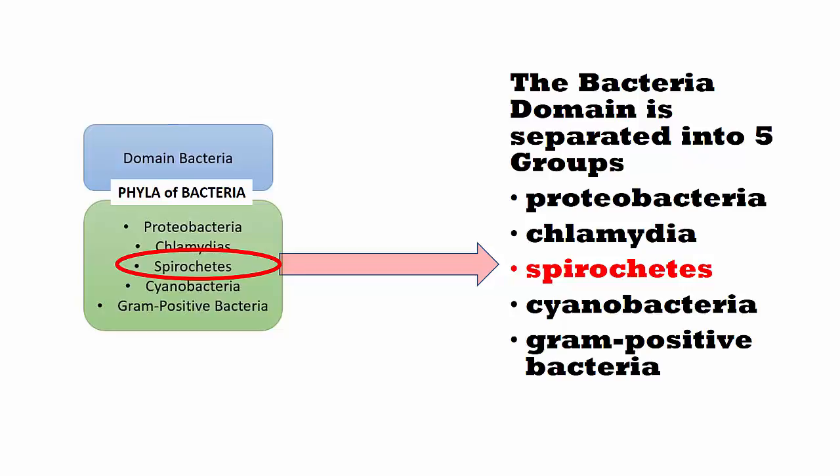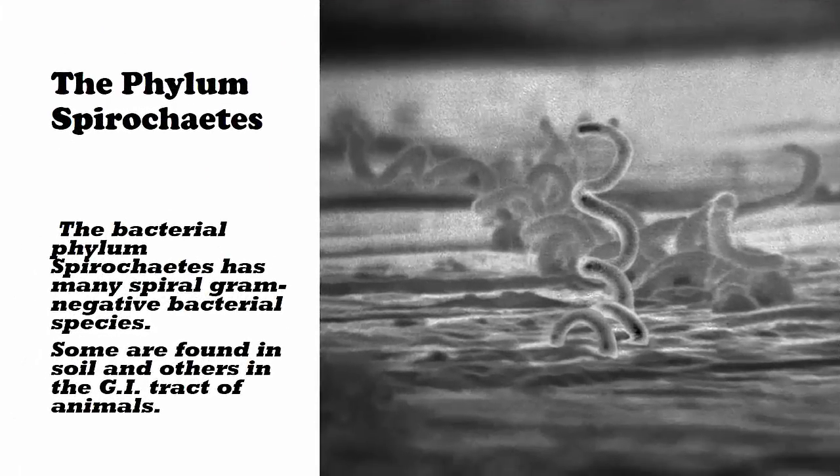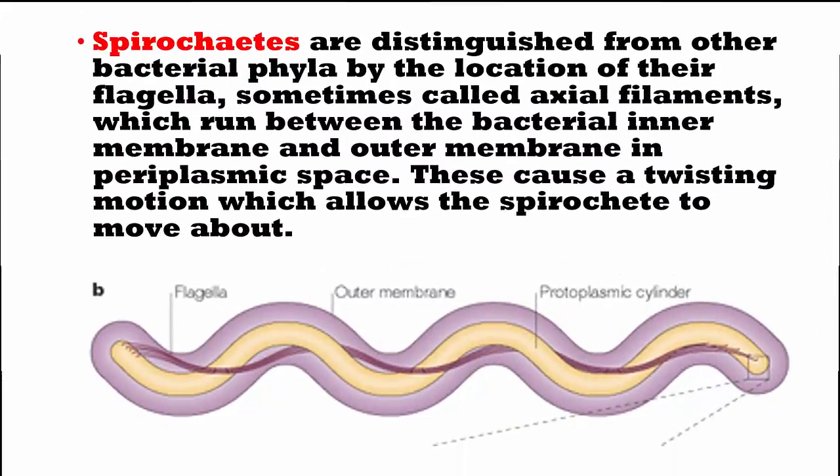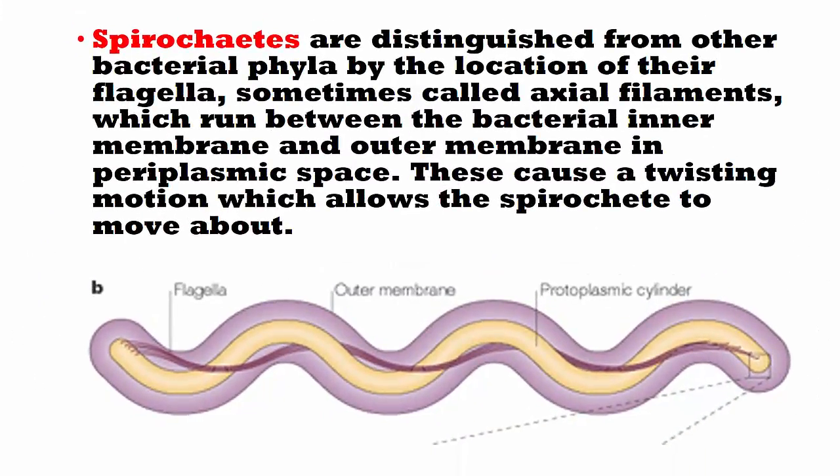Another group of bacteria are the spirochetes. The bacteria phylum Spirochetes has many spiral gram-negative bacterial species. Some are found in the soil, and others are found in the digestive tract of animals. Spirochetes are distinguished from other bacteria phyla by the location of their flagella, sometimes called axial filaments, which run between the bacterial inner membrane and outer membrane in the periplasmic space. These cause a twisting motion which allows the spirochete to move about.